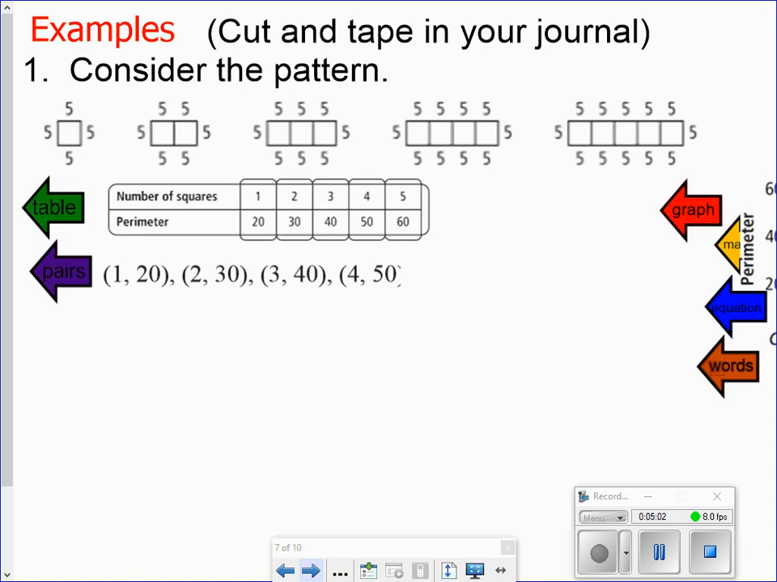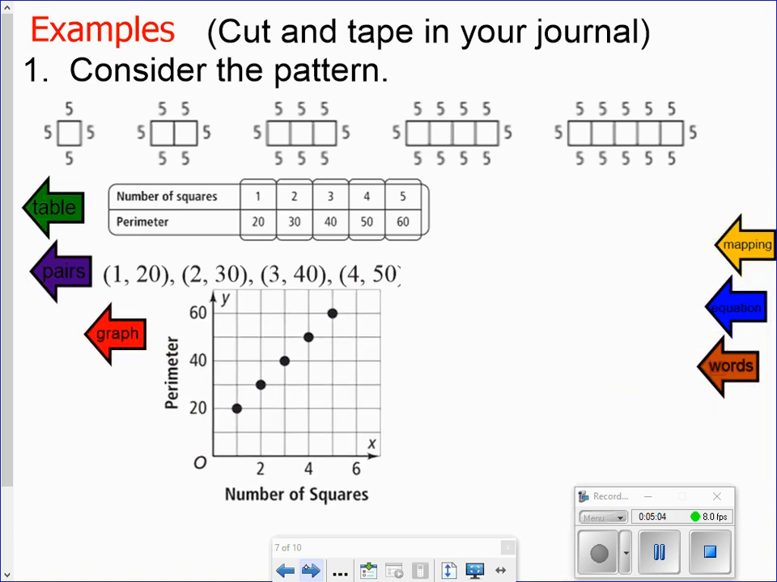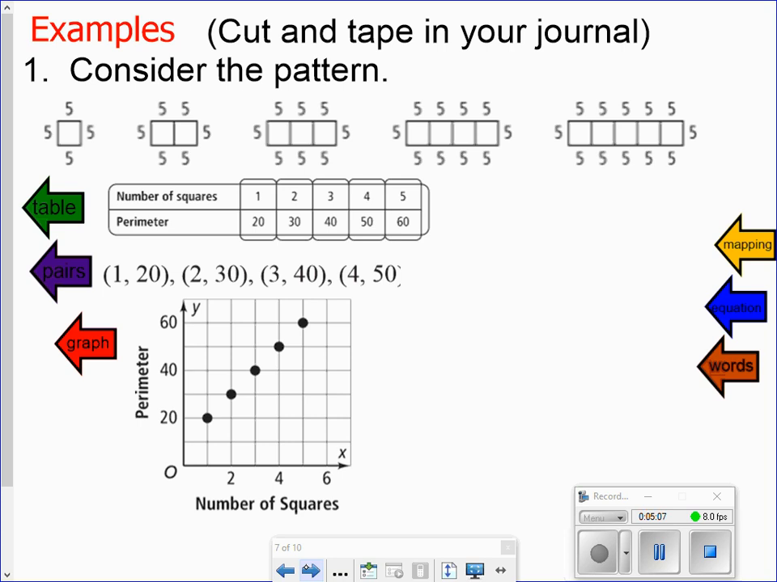Once I have a set of ordered pairs, I can graph it. So I can plot these points, look at them, and see the type of pattern. Is it increasing? Is it decreasing? Is it linear? So these are different ways to represent and organize, and it gives us a different idea.